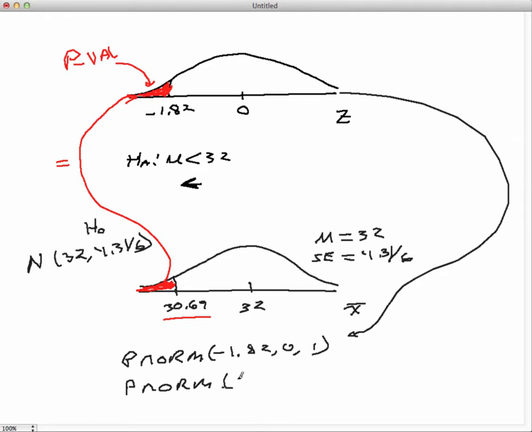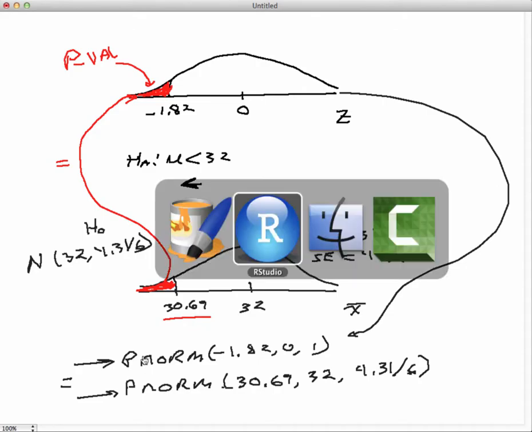If I did p-norm 30.69 by 32 by 4.31 divided by 6, you're going to get exactly the same answer. And so you can see, since I'm lazy, the reason I use this one is because it's got a 0 and a 1 for the mean and the standard deviation. It's just easier to type. But these two will be equal to each other. Those two are going to give you back exactly the same answer. All right, so let's go type that into our R chunk.